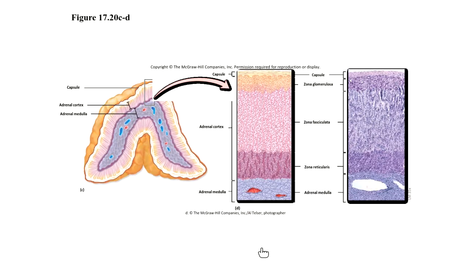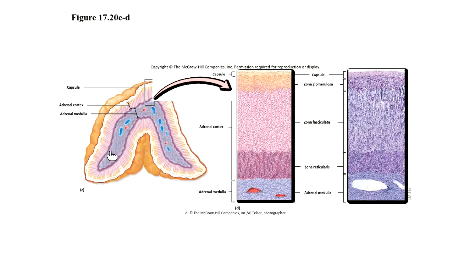Again, when we look at it, those guys are yellow, right? So the outer layer is where we make those steroids. This is called the adrenal cortex. The inner layer is where we make adrenaline, epinephrine, and norepinephrine, and that is called the adrenal medulla.